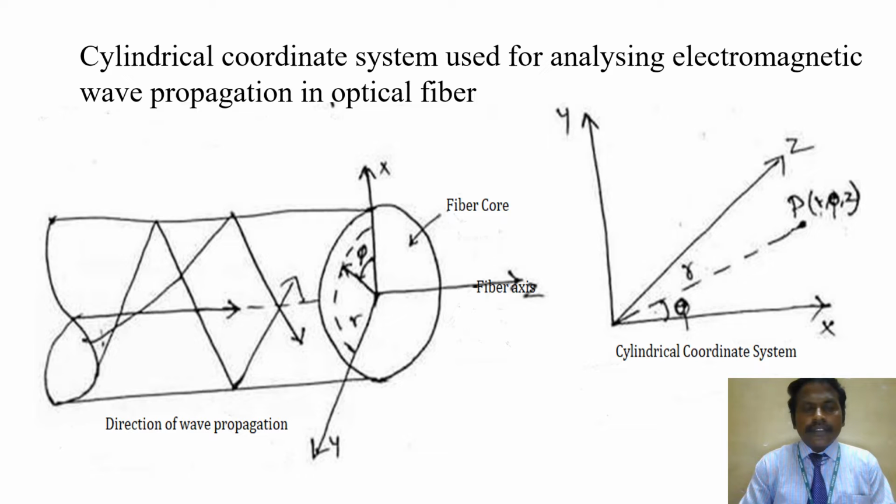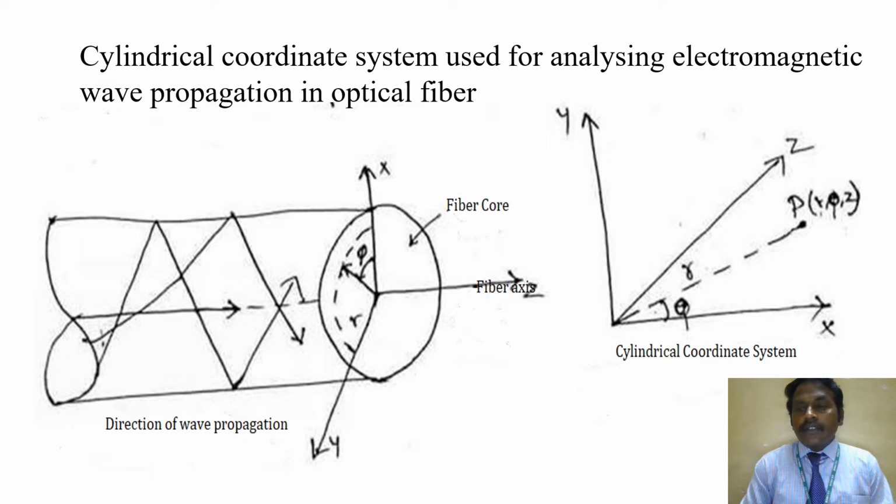This diagram says that the direction of wave propagation is in the Z direction, and this Z direction is the axis of the fiber core. We will see how this is converted into the cylindrical coordinate system. The cylindrical coordinate system is used for analyzing the electromagnetic wave propagation in an optical fiber. Now look at the left side: you have the x-axis, y-axis and z-axis, and the z-axis, which is aligned with the optical fiber axis, is converted into the cylindrical coordinate system.